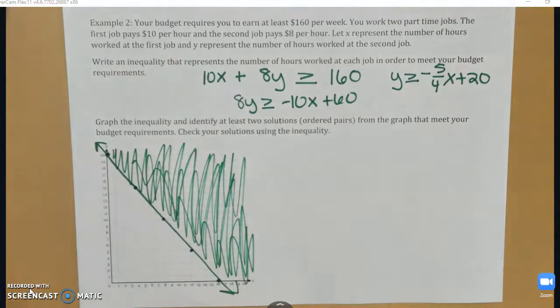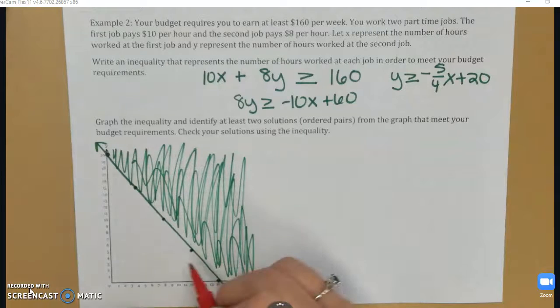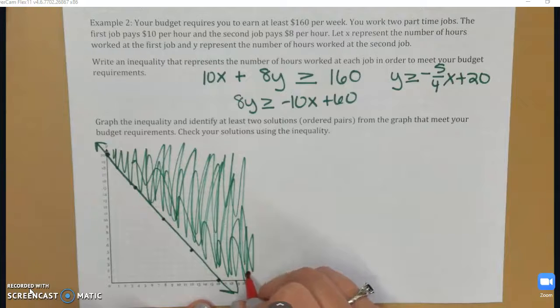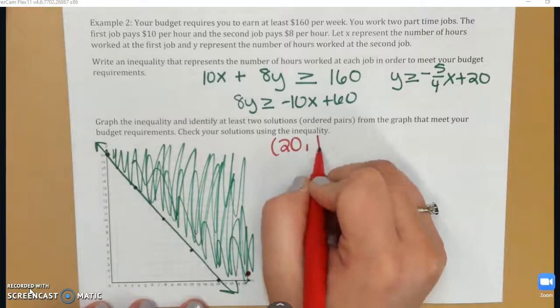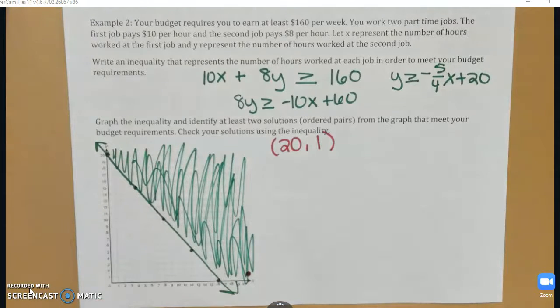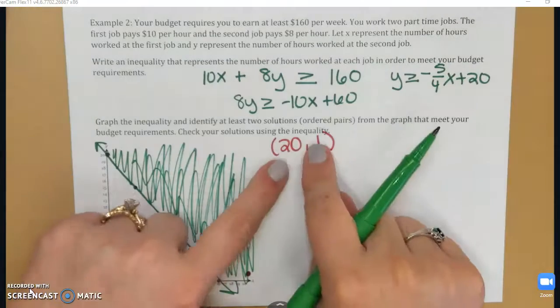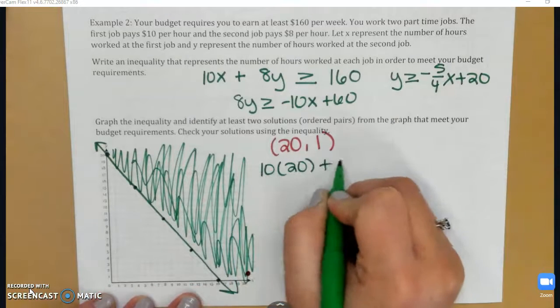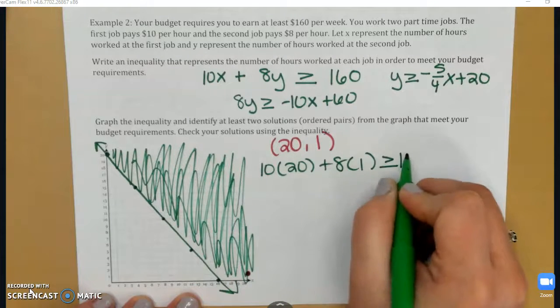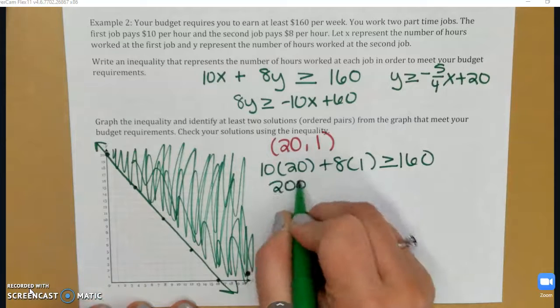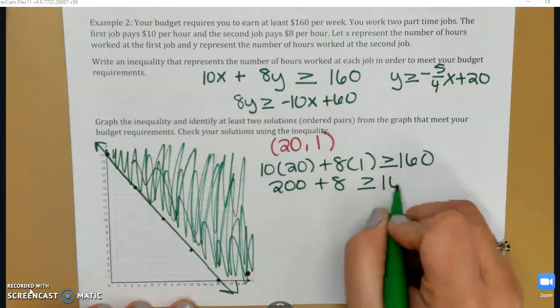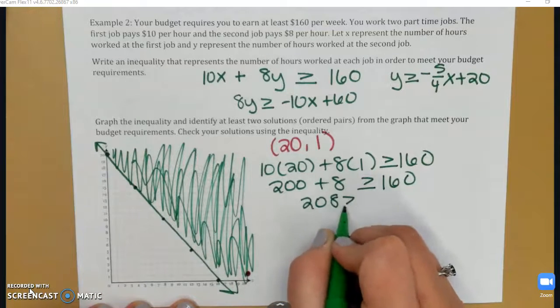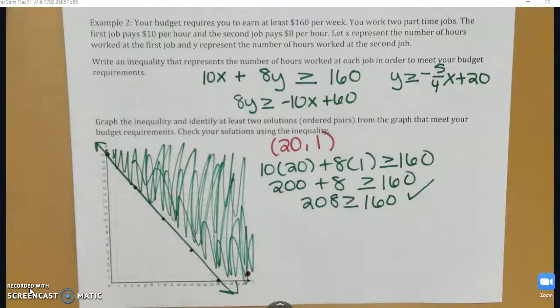So let's talk about a couple possible solutions. I just need to find an ordered pair in my shaded region. Well, one of those is (20, 1): 20 hours at my first job, 1 hour at my second job. Might be unlikely, but it's still a possible solution. Let's check it in our inequality. I'm going to plug this x and y value into my original inequality. 10 times 20 plus 8 times 1 needs to be greater than or equal to 160. Well, 208 is greater than 160, so that one does work.